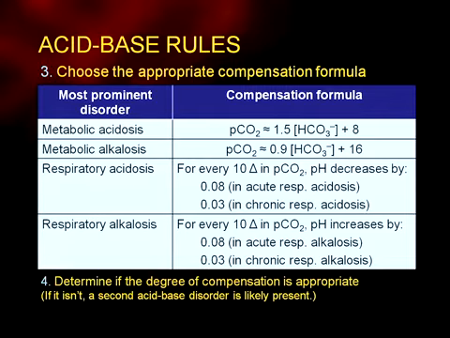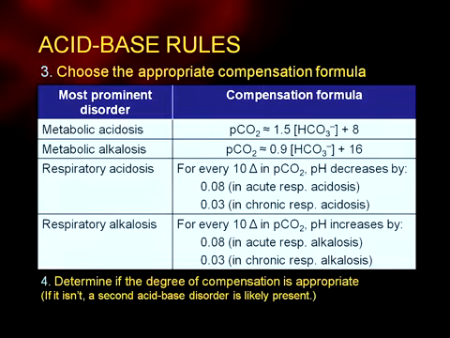Now, chronically, the kidney is able to compensate for that, and so for those changes in PCO2, you get a much smaller change in pH. It's about 0.03 for each 10 in PCO2. Respiratory alkalosis is the exact same way. If you hyperventilate down, for every 10 change in your PCO2, acutely your pH will go up by 0.08.